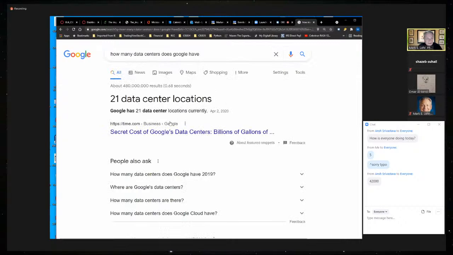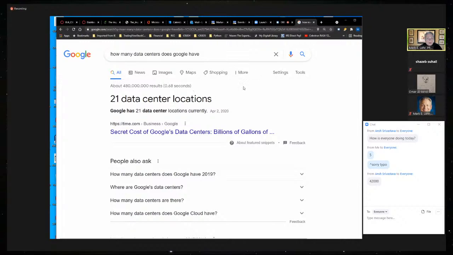$21, and they've got 2.5 million servers. Okay, which makes sense. Now it makes sense. So if you look at that, they've got about 100,000 servers in each data center, roughly. And you can imagine how much heat, how much air conditioning, how much electricity this takes.